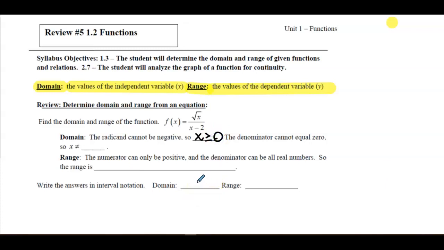Now the denominator cannot be equal to 0 or our fraction is undefined. So 2 subtract 2 would give me 0 in the denominator. Therefore, x cannot equal 2. So let's write the domain first, and then we will look at the graph for the range. So we know that the domain can only be 0, positive numbers, but I cannot include the value 2.